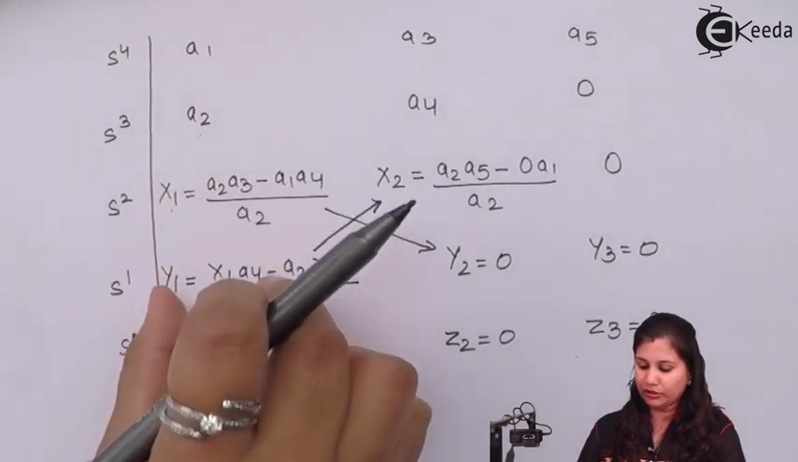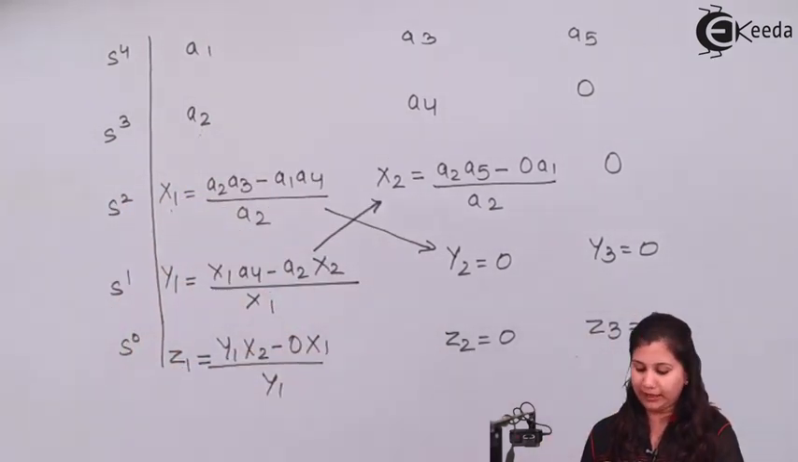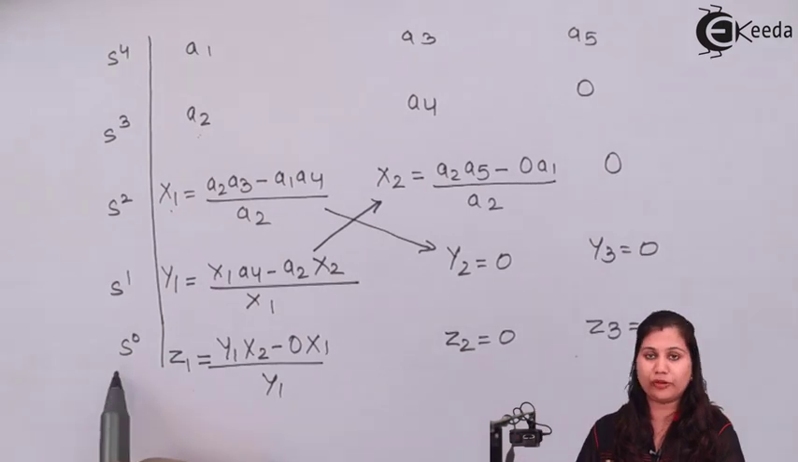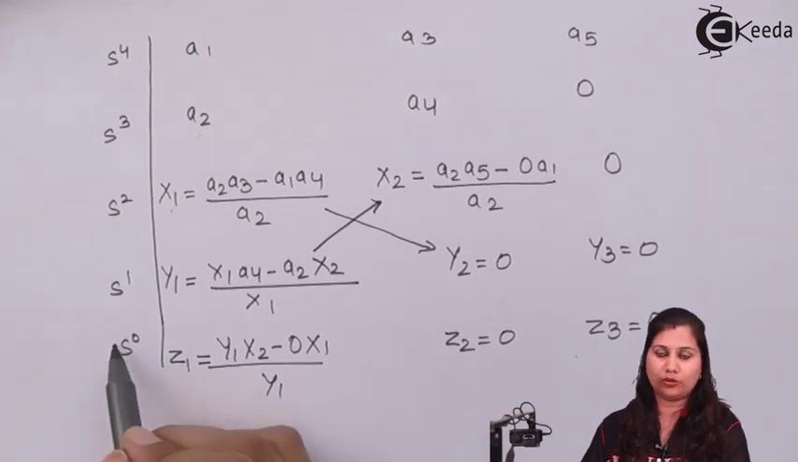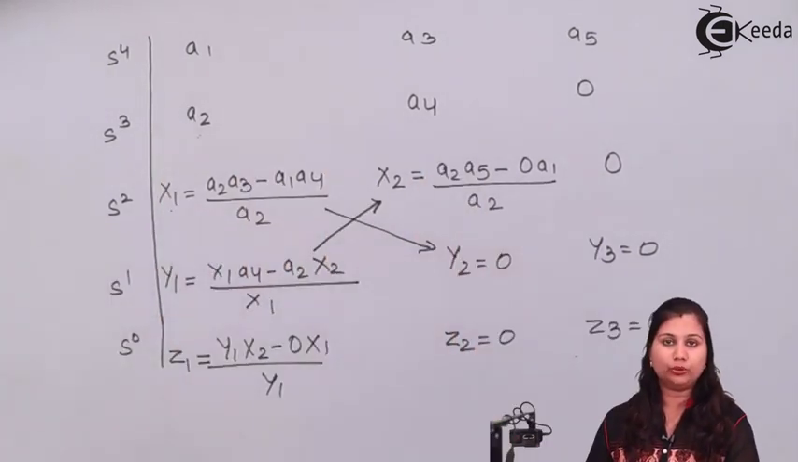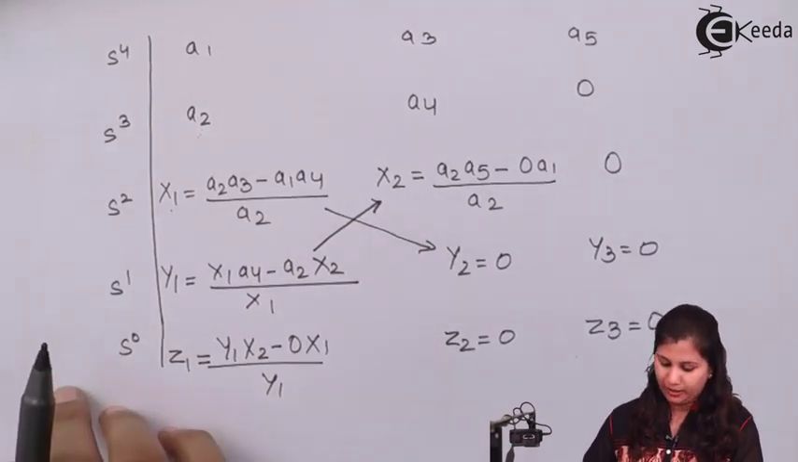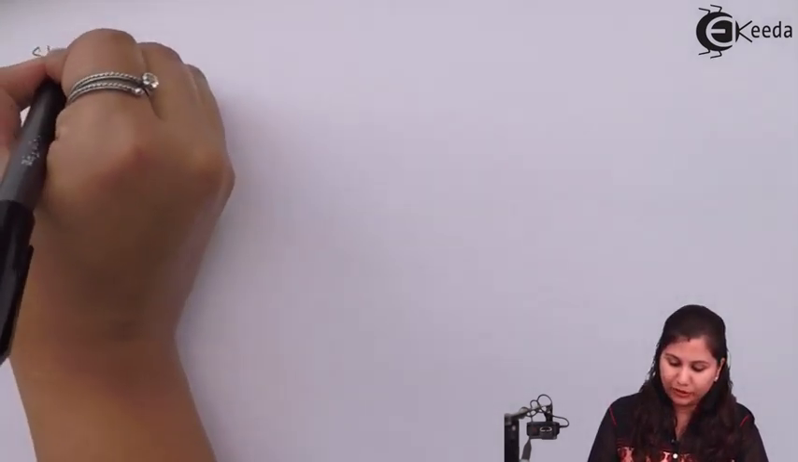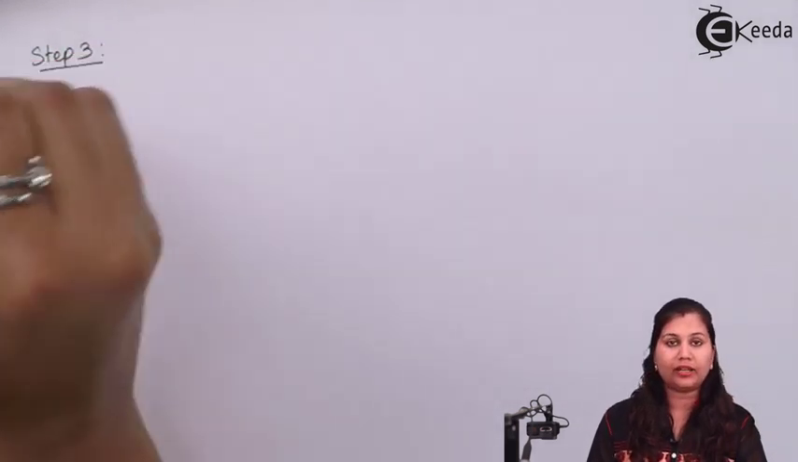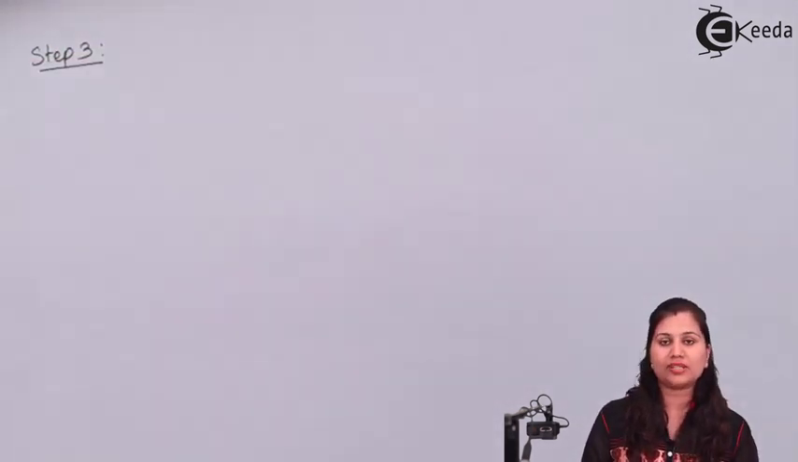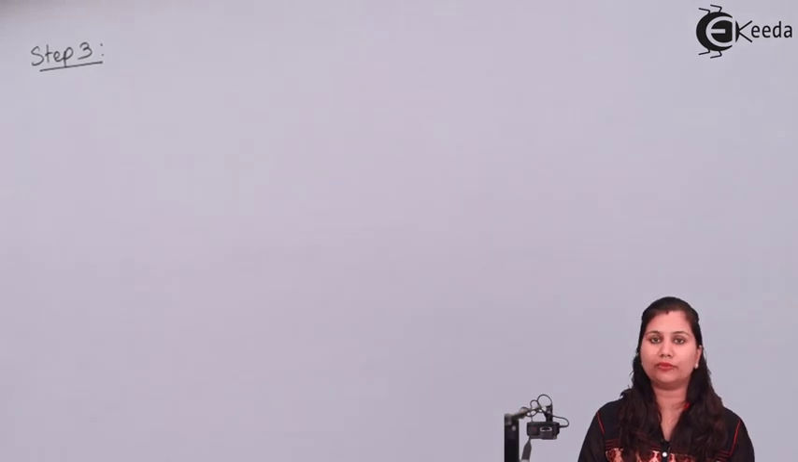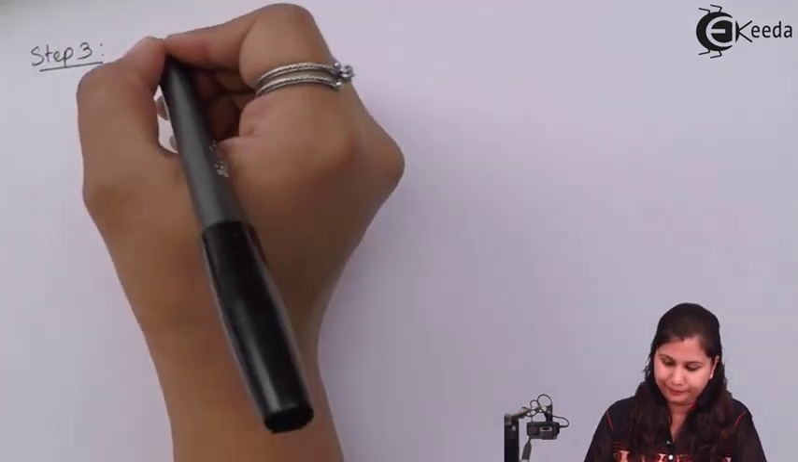So in this way, all the coefficients you have to determine and you have to complete till the power of s equals 0. So you have to build the Routh array in the second step. Okay. So now our next step is step number 3, and in step number 3 we are going to determine how many sign changes there are in the first column of the Routh array.